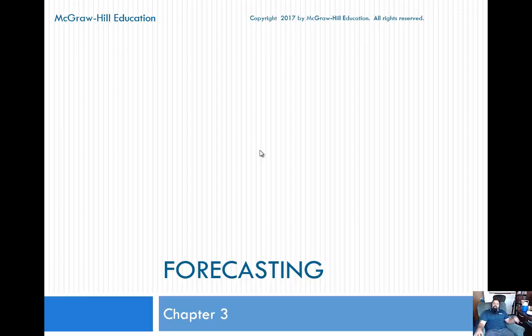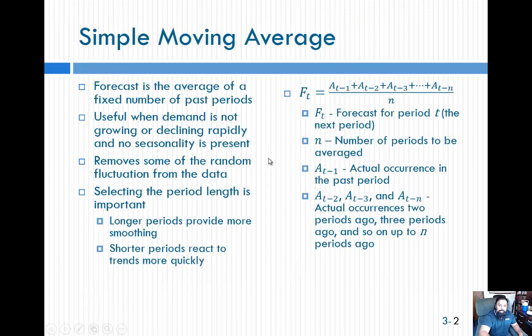Hello, here we are discussing forecasting. What is forecasting? We are trying to predict the future based on some data available from the past. That is it. Are we done here? No. There are different forecasting methods. We are going to deal with three.